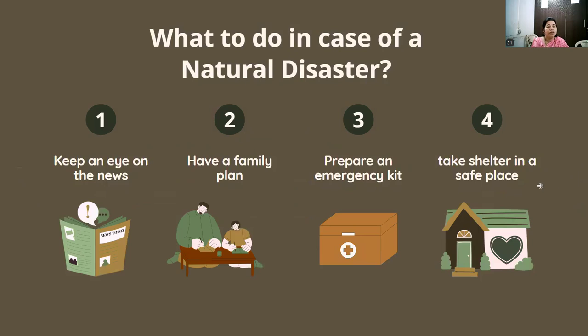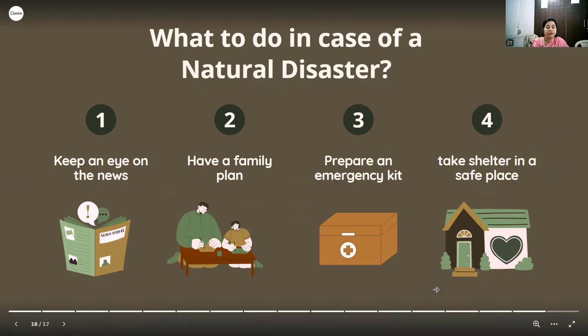Here is what we have to do when a natural disaster occurs. First of all, we have to keep an eye on the news channels, newspapers, and TV. Secondly, we should have a family plan. Thirdly, prepare an emergency kit for the time of such incidents. What we have to do first is make use of that emergency kit. Then take shelter in a safe place as soon as such a natural disaster occurs.